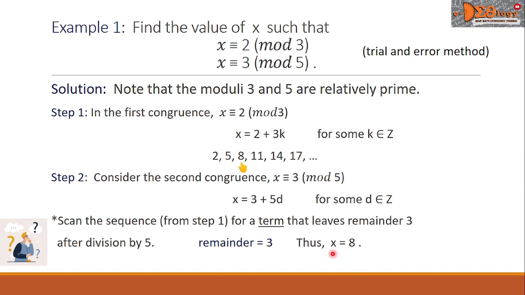If you want to check if our answer is correct, let us substitute this 8 in the congruences. So 8 divided by 3, the remainder is 2. Thus, x satisfies the first congruence. For the second congruence, 8 divided by 5, the remainder is 3. It is also satisfied. x is equal to 8 is the final answer.